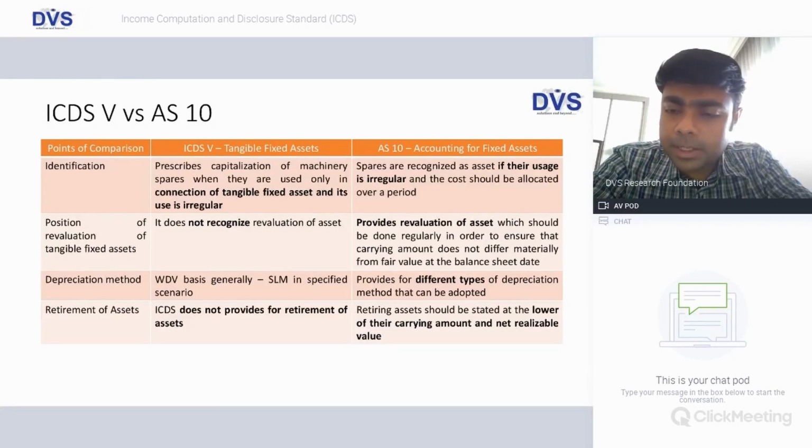Difference between ICDS and AS 10. So identification of assets and liabilities.